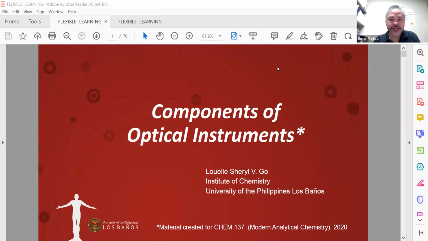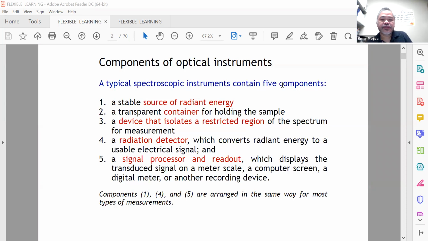Okay, so in this module, we're going to talk about the components of the different optical instruments that are used in spectroscopy. In our previous discussion on module 4.1, we said that the components of the optical instruments are usually made up of 5 parts or 5 components.